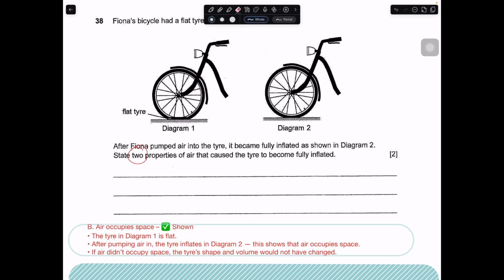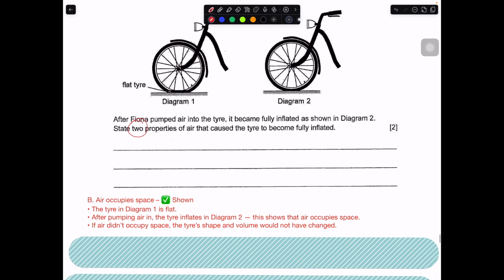The first one is air occupies space. This one is definitely shown, because over here the tire is flat. Then when you pump more air in, the tire becomes fully inflated as shown over here. So the air must have taken up some of the space in the tire that caused the tire to change shape. The tire increases in volume, right? It's the property of air occupying space being shown from diagram 1 and 2.